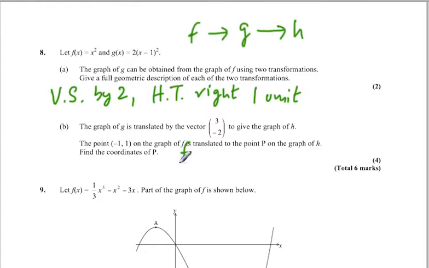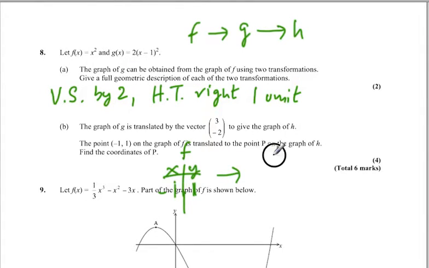So here's f, and basically our xy plot over here, just for this one point, is negative 1, 1. Okay, so negative 1, 1. So let me just write that a little better. So negative 1, 1. Okay, so this is f. So how do we go from f to g? Well, we just said it. There's a vertical stretch by 2 and a horizontal translation right 1 unit.